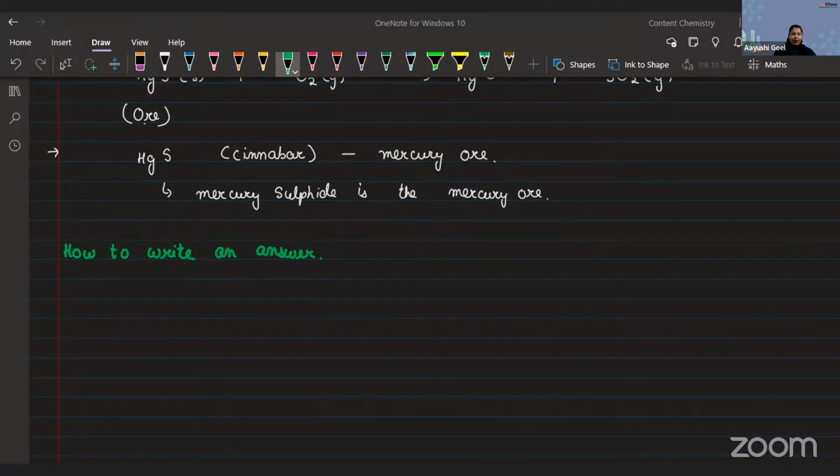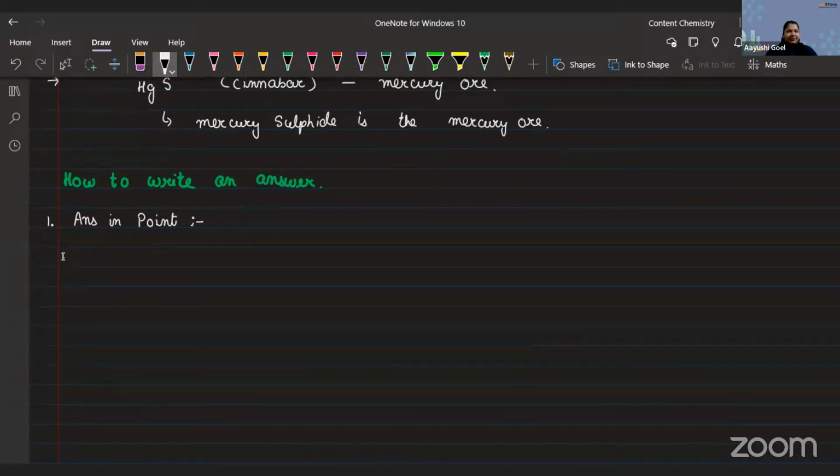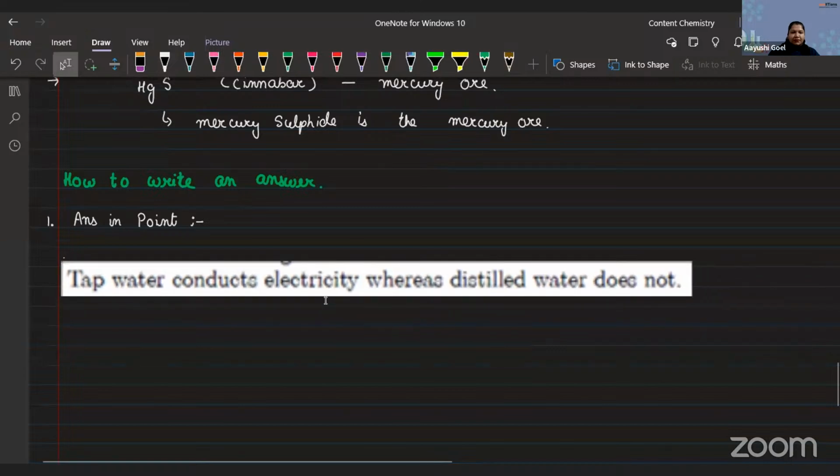So the first thing we are going to write about is how to write an answer in points. Answer in points. So let's see with a question. We can take any question. Okay, let me take one. I'm starting with the easiest question. So let's say I have this one: Tap water conducts electricity, whereas distilled water doesn't. Explain.